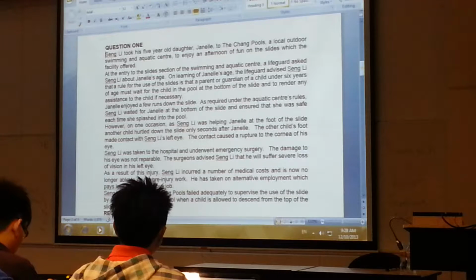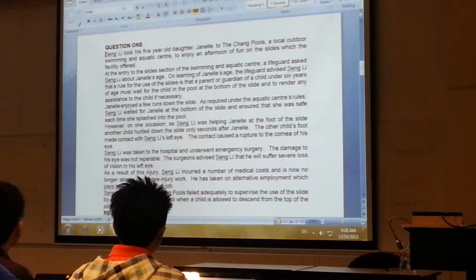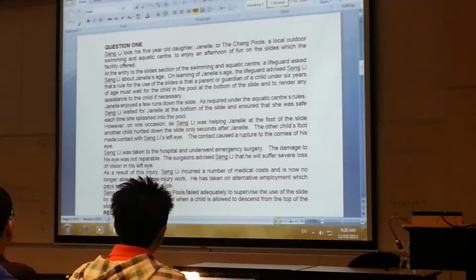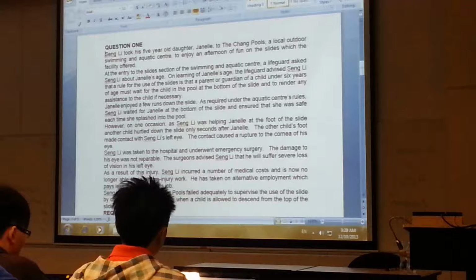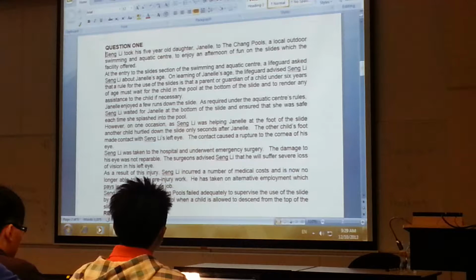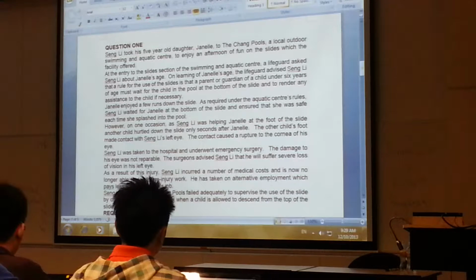About Janelle's age. On learning of Janelle's age, the lifeguard advised Sing Lee that a rule for the use of slides is that a parent or guardian must wait for the child in the pool at the bottom of the slide to render any assistance if necessary. Right? So, in other words, the child must be accompanied by the parent.